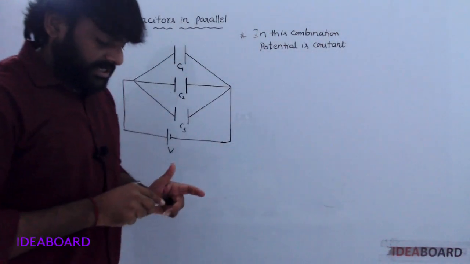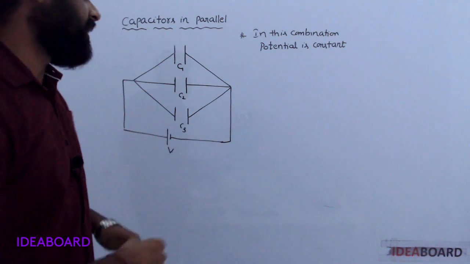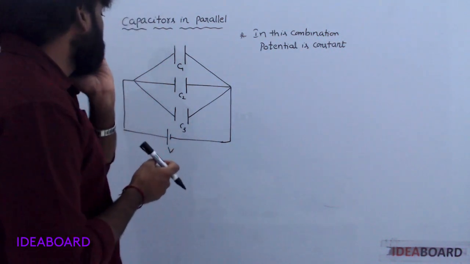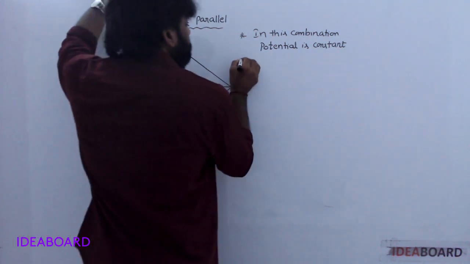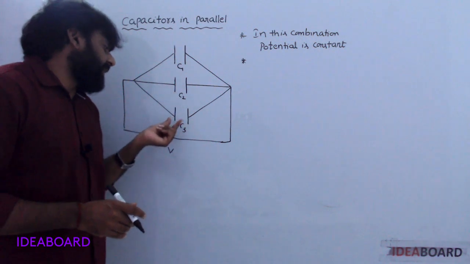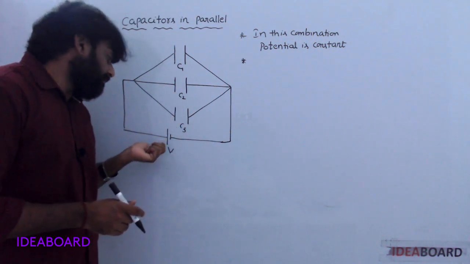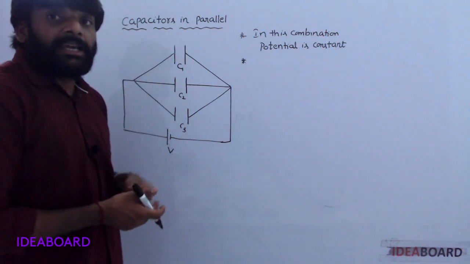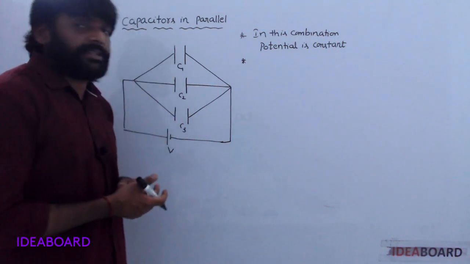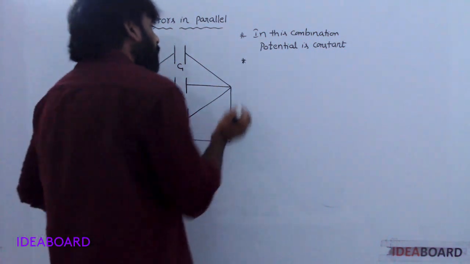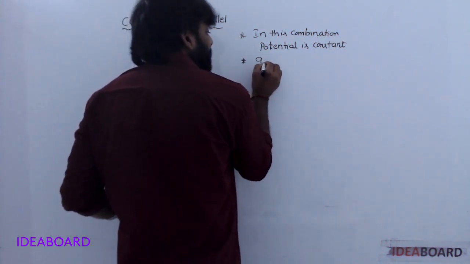In this combination, which one is constant here? Potential is constant. Understood? Okay. Next. Now, each capacitor draws the charge from this battery. The charge depends on its capacitance. Understood? Okay.